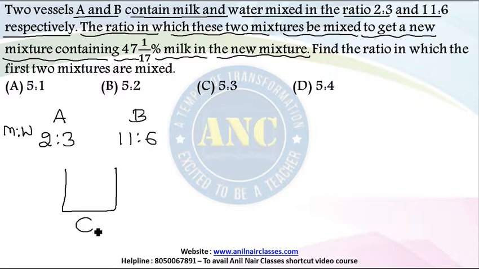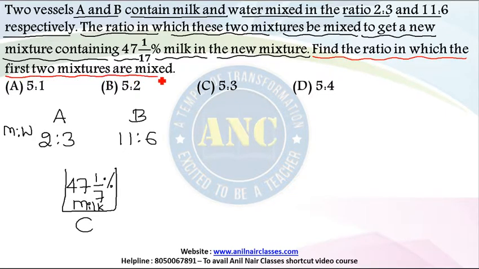This new mixture which is present in vessel C has 47 1/17% of milk present. That means out of total 100% of liquid or the mixture, 47 1/17% is milk. Remaining percentage is which one it is? Water. Now they are asking, find the ratio in which the first two mixtures are mixed. In what ratio are you mixing vessel A and vessel B is your question.